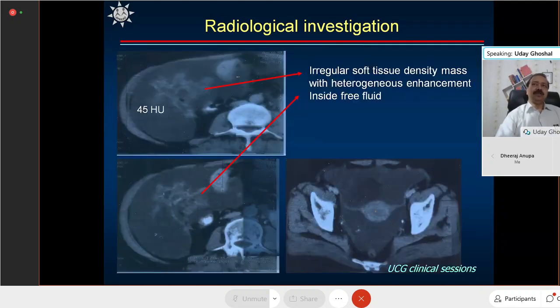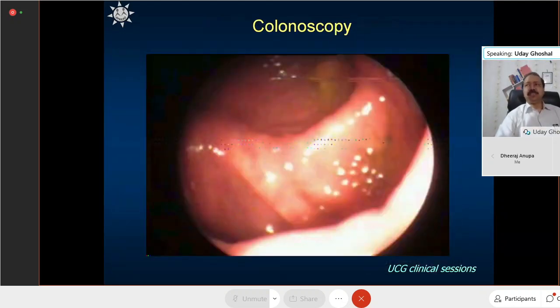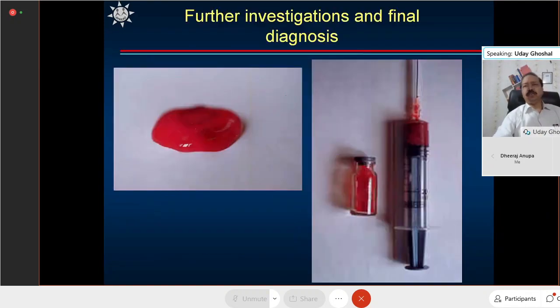I'll tell you. So now we obviously did a colonoscopy, right iliac fossa lump colonoscopy is done. Now it's normal. Now this is what we did. We aspirated and put this ascitic fluid on the table, and this is jelly-like. So what is the diagnosis? Pseudomyxoma peritonei.